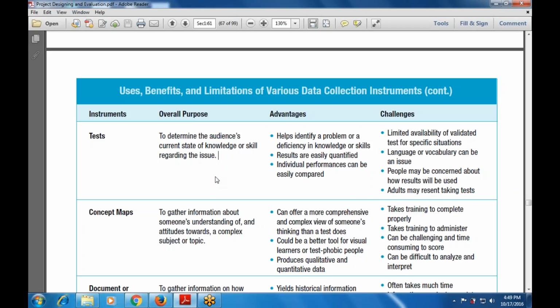Next, language or vocabulary may be an issue, and people may be concerned about how the results will be used. What is the main advantage of using the results? People may be concerned about the results, about the scenarios, about the statements. Then adults may resent taking the test. That means they resent taking the test again and again in a very short period of time.